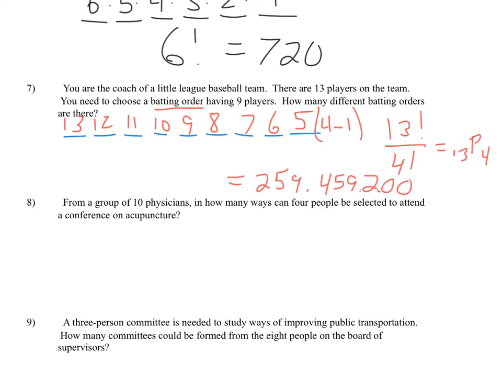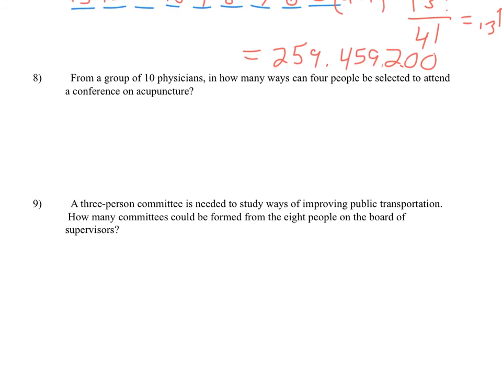So let's keep working through the last few problems here. The big question on all of these final problems is, does order matter? So on number 8, I have a group of 10 physicians. How many ways can 4 people be selected to attend a group conference? Well, in this case, order does not matter. Order doesn't matter because any group of 4, there's no dedicated roles for those 4 people, right?